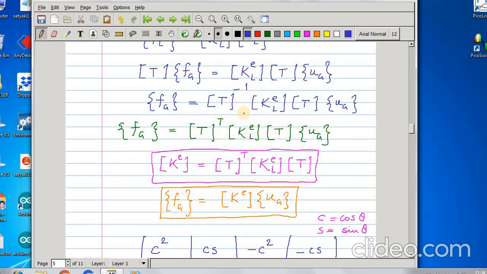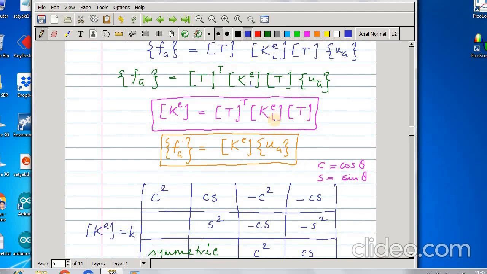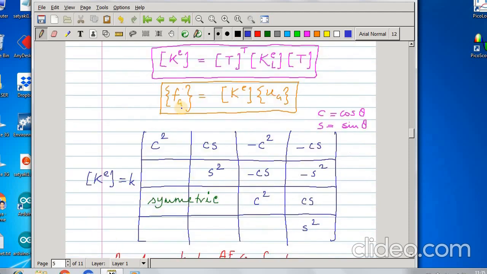That means this is actually the stiffness matrix in the global coordinate system, because FG and UG are related by this K, where K is T transpose K_EL T. So if you know the transformation matrix, then you can transform the stiffness matrix in the local coordinate system to the stiffness matrix in the global coordinate system.